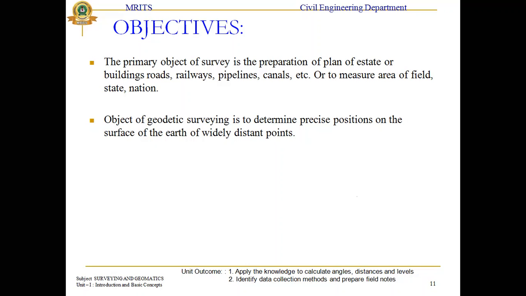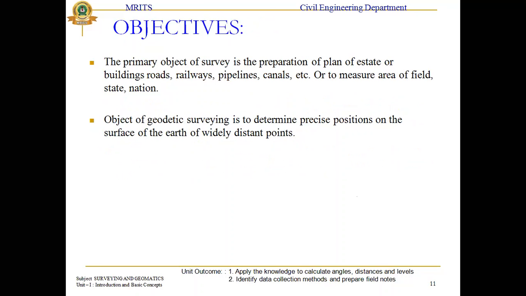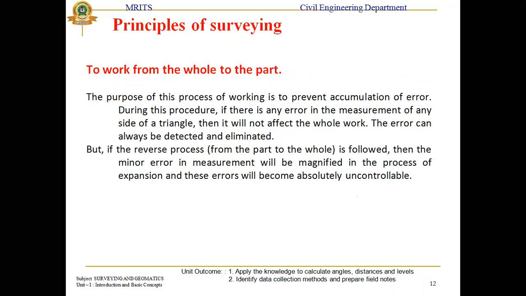Next, the objective of geodetic surveys is to determine the precise positions of points on the surface at widely distant places. Here the important thing is the geometric. Here it will be represented for 250 and less than 250. Okay, coming to the principles of surveying: work from whole to part to whole.